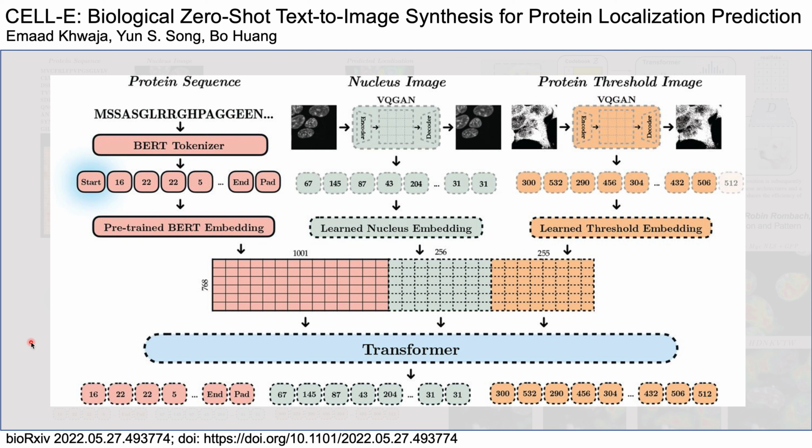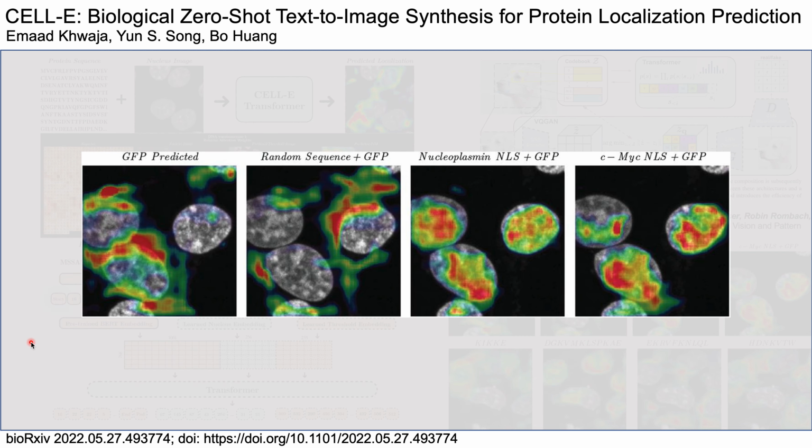So with the remaining time I have, I'd like to focus on two really interesting demonstrations. Here, the first one involves predicting the location of various GFP-fused proteins. In the first two panels, Cell E predicts the native GFP and GFP fused to a random sequence will be localized to the cytosol or secreted to the extracellular space. And when fused to the nucleoplasmin and c-Myc nuclear localization signal sequences, GFP is predicted to localize to the nucleus.